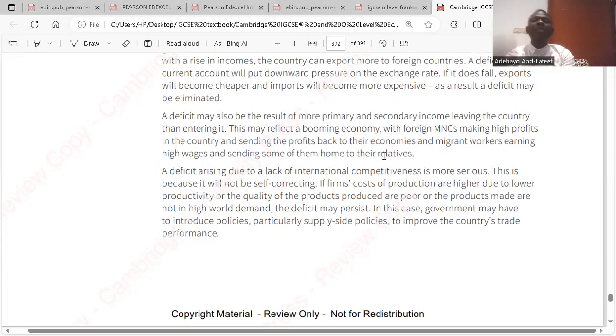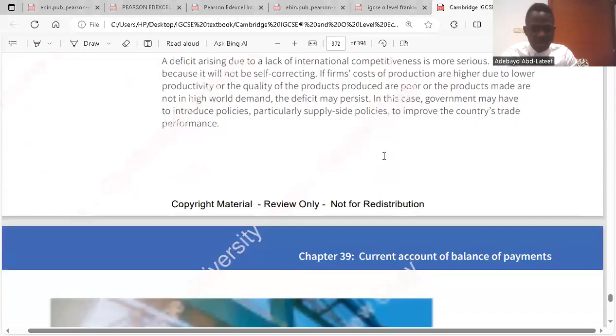So here they're talking about deficit as a result of lack of international competitiveness. It might be as a result of poor quality products, high cost of production, or low productivity. So in these things, government has to take charge. Government has to come up with policy, supply side policies. That is the point. Clear?